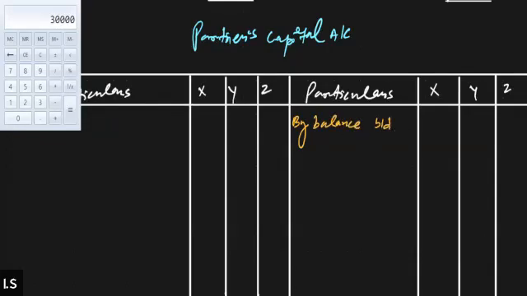Opening balances are 165,000, then 84,000, and then 66,000. Everyone, is this clear, yes or no? Yes, sir.